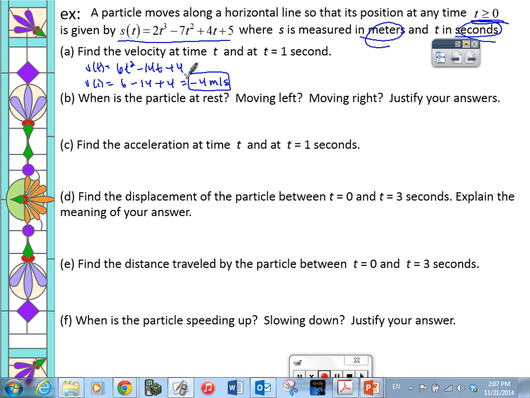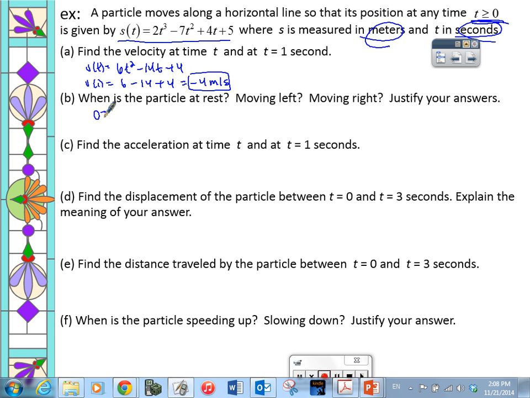Okay. When is the particle at rest? Moving left, moving right, justify. Okay. So what do we need to know to be able to tell how the particle is moving, left or right? We need the signs of the velocity. Right? That's what we need. So we're going to do just what we did, remember, when we did increase, decrease with regular functions. We're going to set the derivative equal to 0, do a sign chart, and take care of all of that. So let's do that.